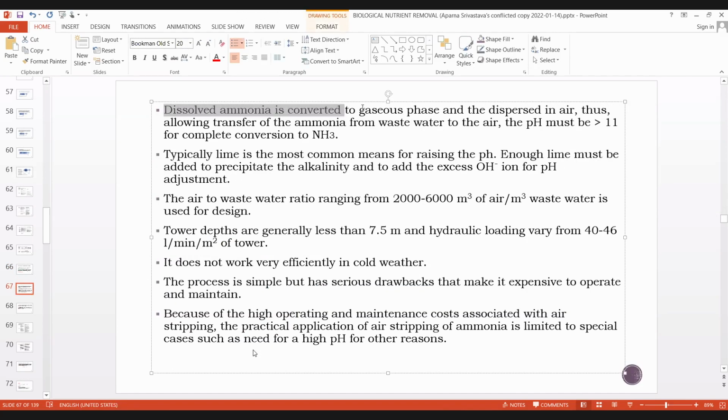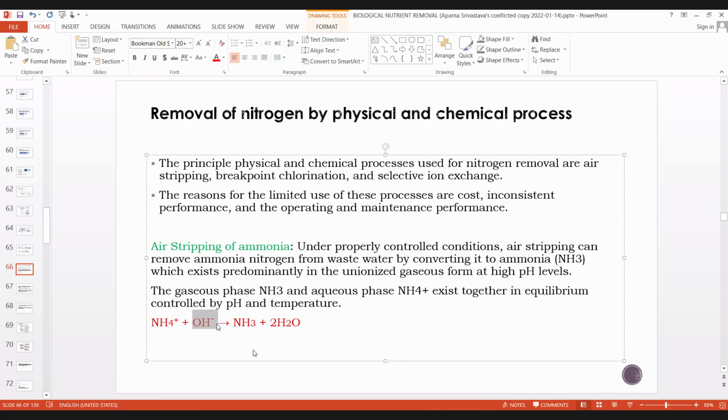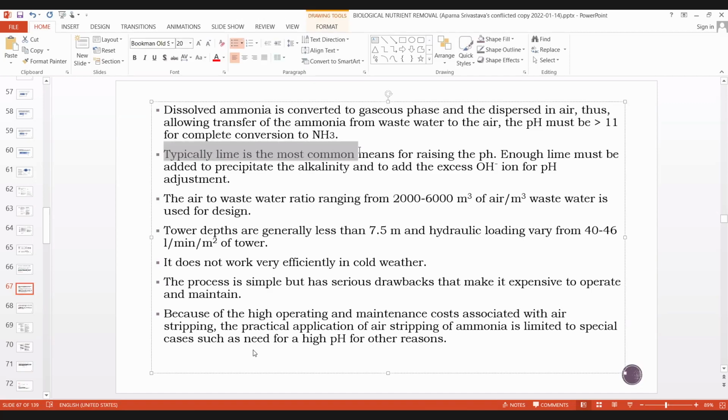This dissolved ammonia is converted into gaseous phase and dispersed in the air, thus allowing transfer of the ammonia from wastewater to the air. The pH must be 11 for complete conversion to NH3. From the previous slide, now you can understand sufficient hydroxide is required, and we can get sufficient hydroxide only at a higher pH side. Typically, lime is the most common means for raising the pH.